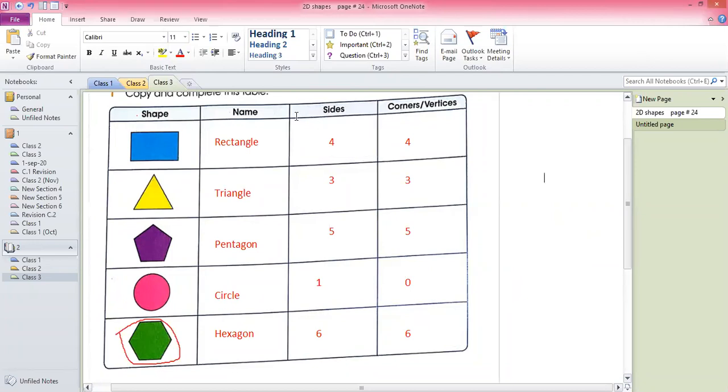Rectangle, 4 sides, 4 corners. Triangle, 3 sides, 3 corners. Pentagon, 5 sides, 5 corners. Circle, 1 side, 0 corner. And hexagon, 6 sides and 0 corners.